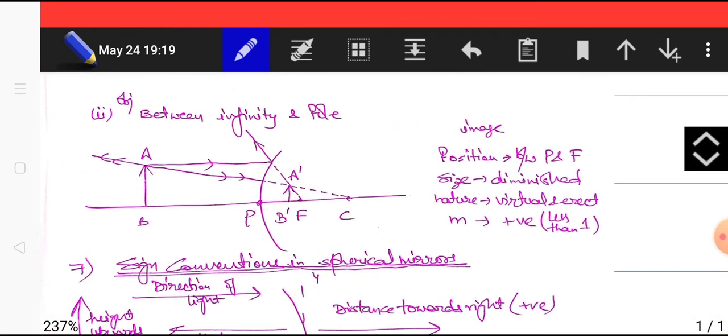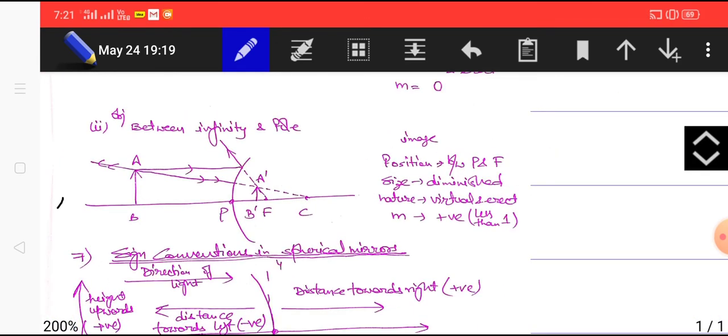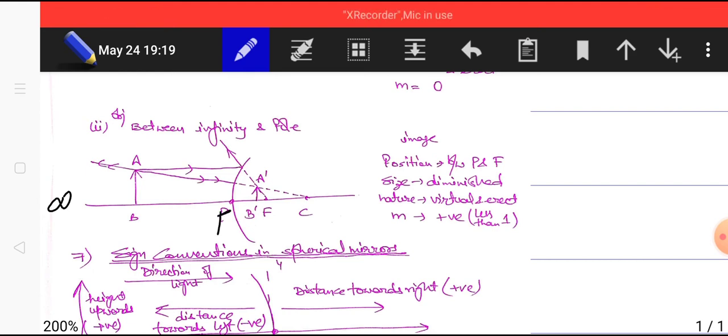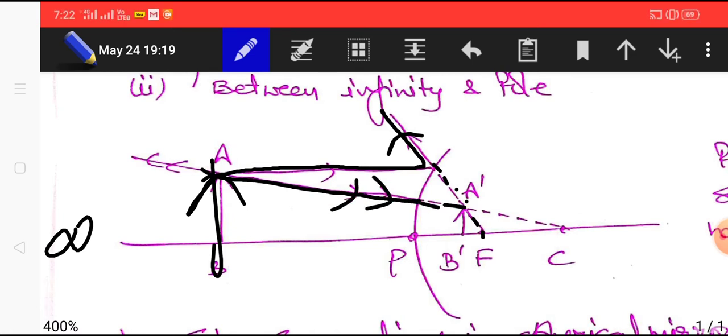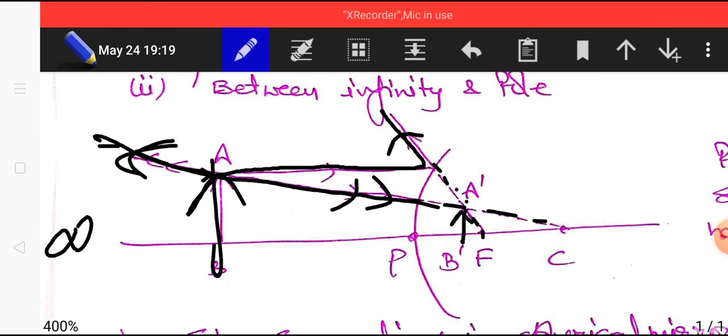The second case is when the object is between infinity and pole. We apply the rule that a parallel ray of light reflects such that it appears that it is coming from focus, and any ray of light which is directed towards the center of curvature will retrace back the same path. So you are observing that a virtual image is forming behind the mirror.